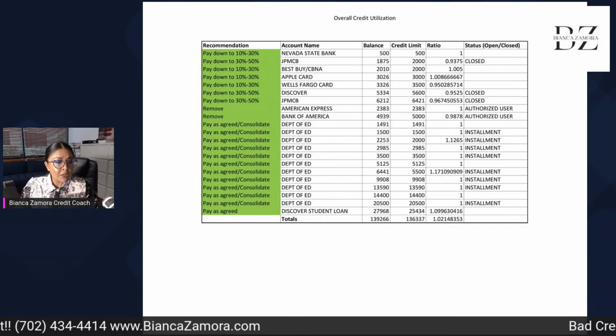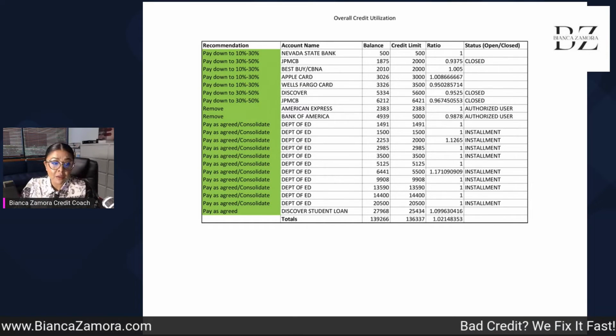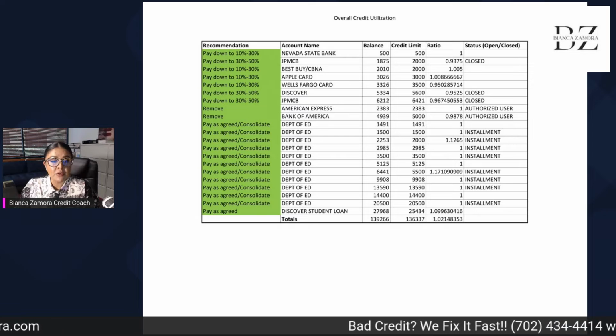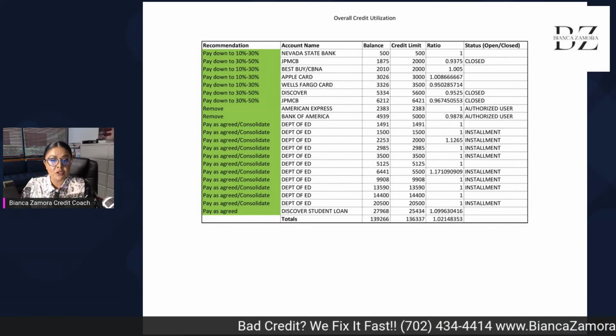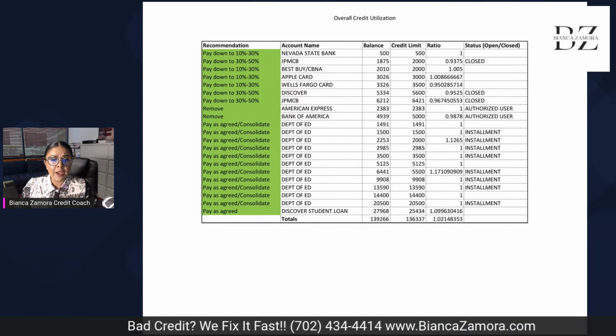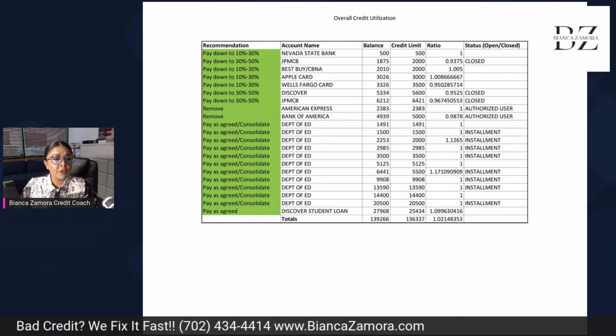Whenever this happens, this can affect your credit just like a collection or a late payment, believe it or not. So it can definitely have a negative impact to your credit score. That's why you want to have an idea where you are with everything, so you can figure out how to make it better.